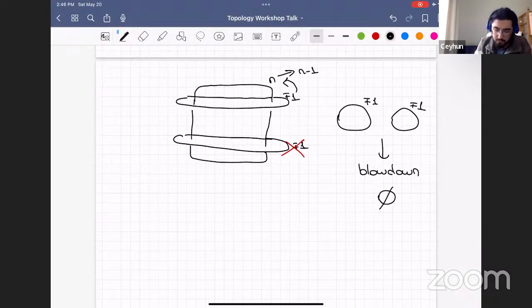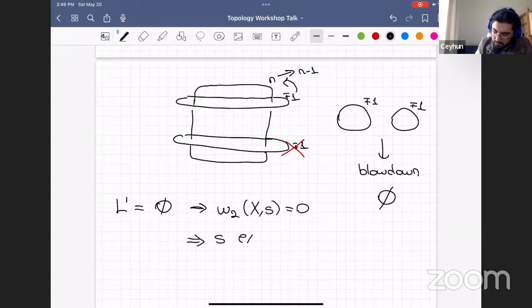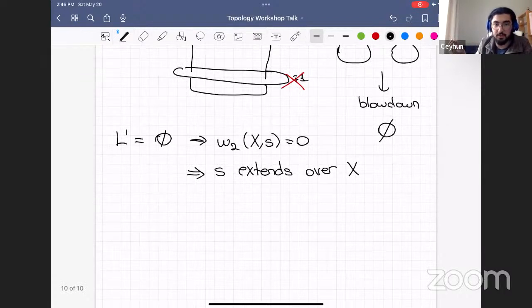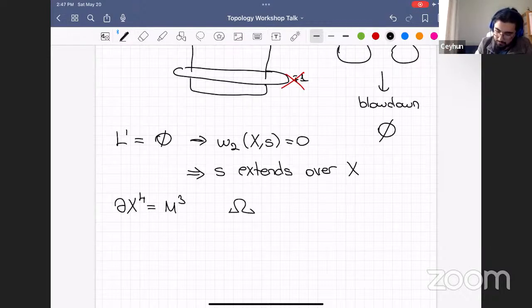And we get nothing. So basically, since L prime, which is a characteristic sublink, is nothing, then the relative class is 0. So S extends over X, and X has a spin structure as well, and the boundary of X is M3, and the spin structure just restricts from X to S. So the third spin cobordism group is 0. Basically, for every 3 manifold, we can find a 4 manifold, for which the spin structure of M extends to this 4 manifold, and we can write this 3 manifold as a boundary of this 4 manifold with the corresponding spin structure. And this is the proof that the third spin cobordism group vanishes.